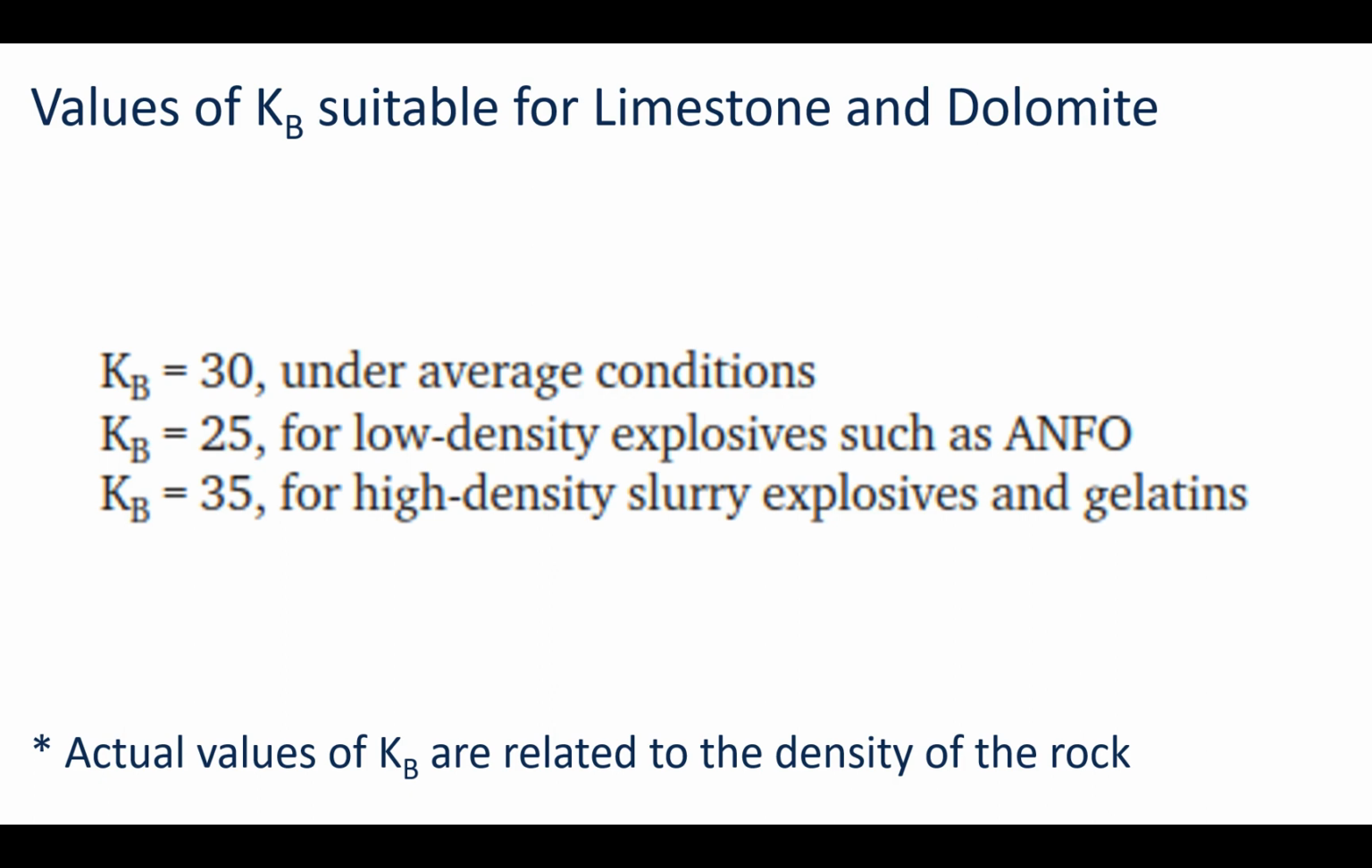Some values of K sub B that would be suitable for limestone and dolomite range from 25 to 35. Reading this, 25 is kind of low for a low density explosive like ANFO, and given that ANFO is widely used in blasting limestone, values of K sub B for coal measure rocks would probably be in the vicinity. But actual values are related to the density of the rock.